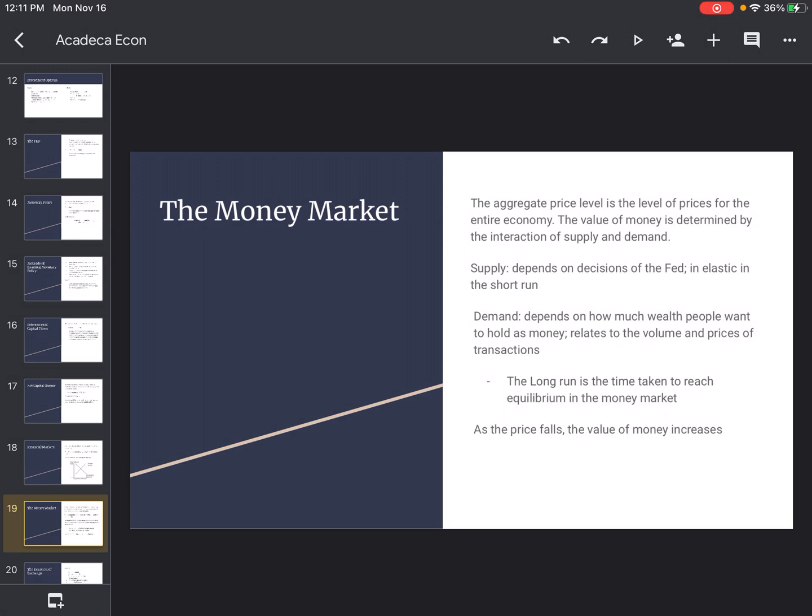And as the price falls, the value of money increases. So, for example, if the price of milk is $5 and it goes down to $1, money has a lot more value now because it has a lot more buying power and it's a lot more powerful as a result, because $1 can get you a lot more after the price change.